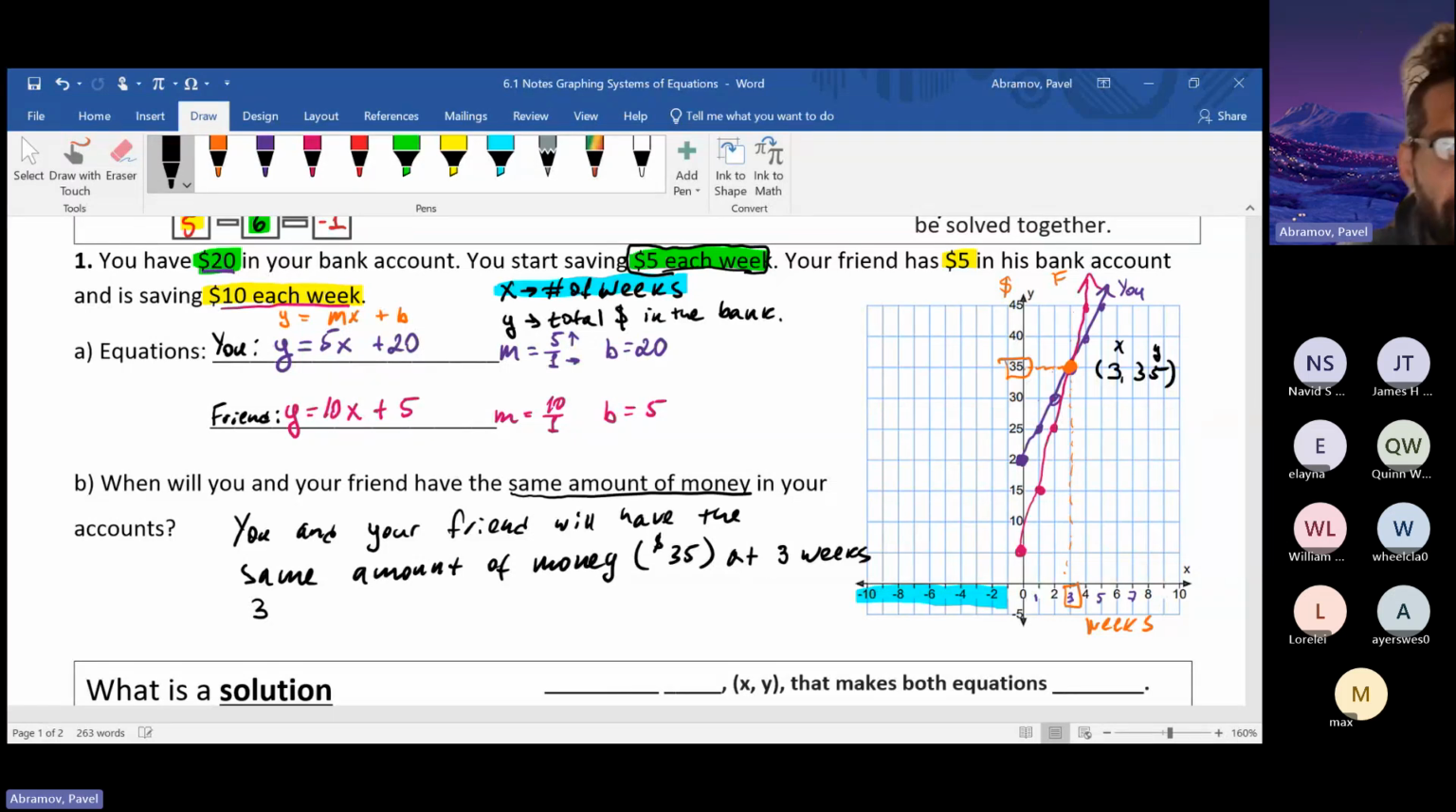The reason why I'm saying it's at 3 weeks and not after 3 weeks is because after your lines intersect, notice that they go in opposite directions. So once 3 weeks have passed, at the 4th week you have different amounts of money again, and you can think about which one of you will start having more money after those 3 weeks. But when you've been saving for exactly 3 weeks, at that moment both of you will have the same amount of money.